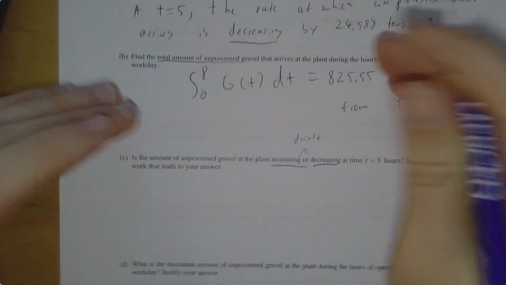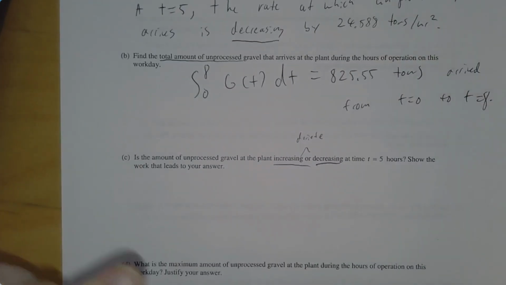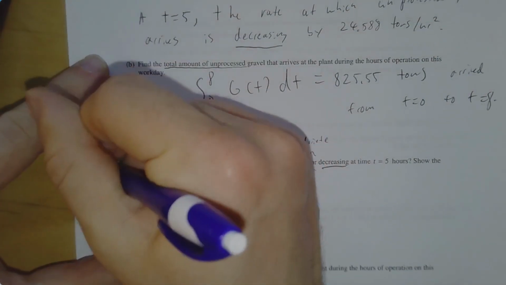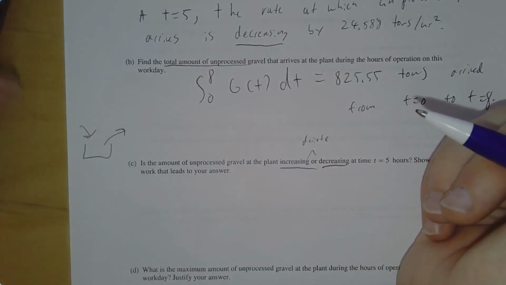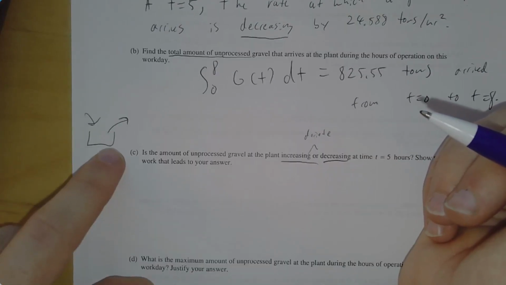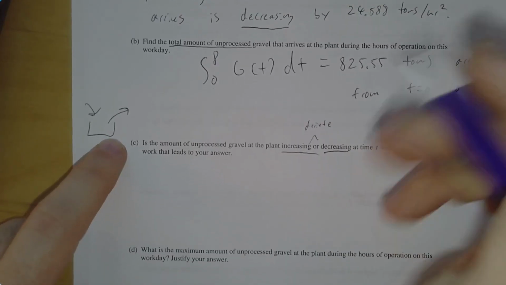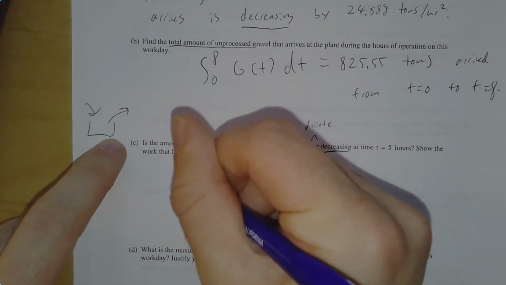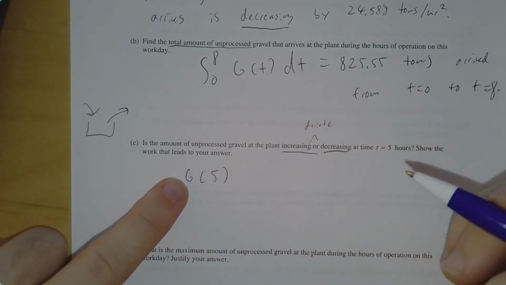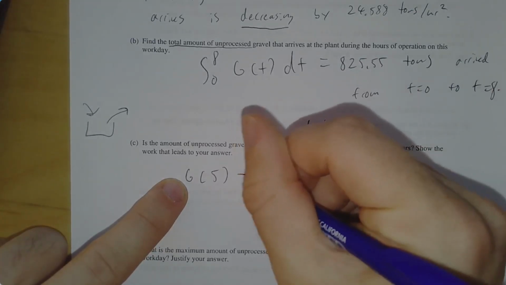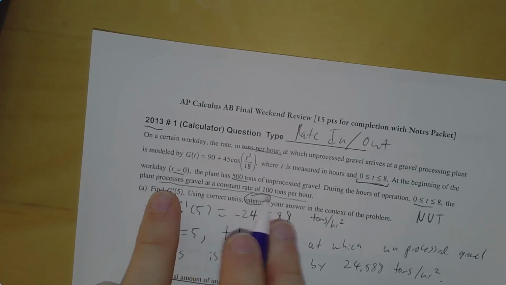If you just think about this, you've got gravel going in and gravel going out. You basically need to know, is there more gravel going in or more gravel going out? So we're going to take the gravel in at 5, G of 5, and subtract the gravel out, which is 100. That was in the question right here. See, it's processing at 100.